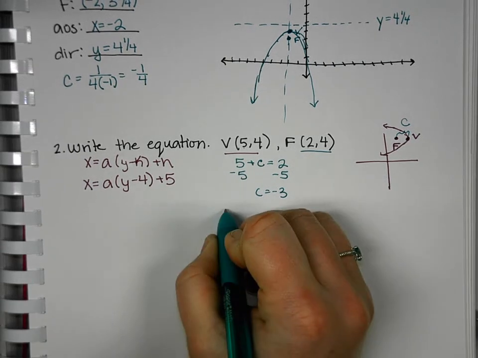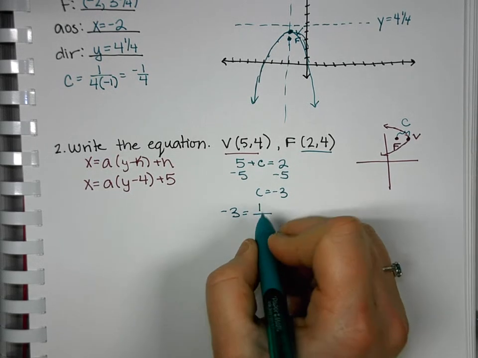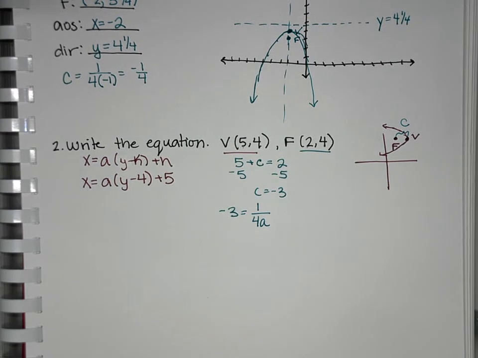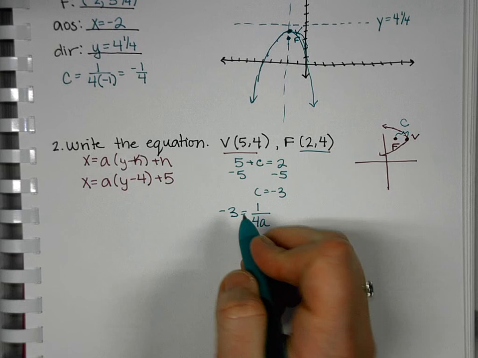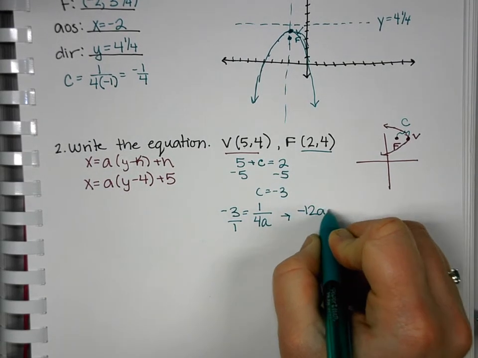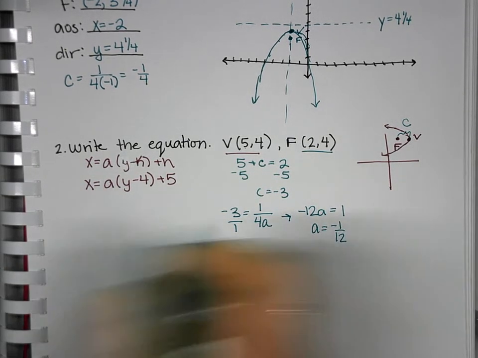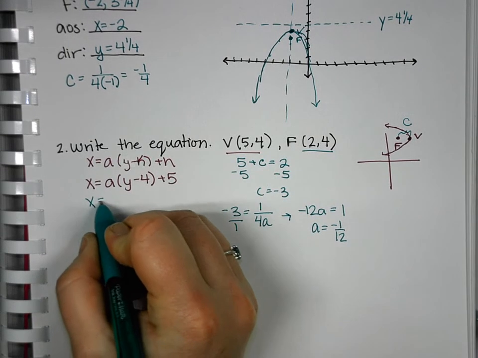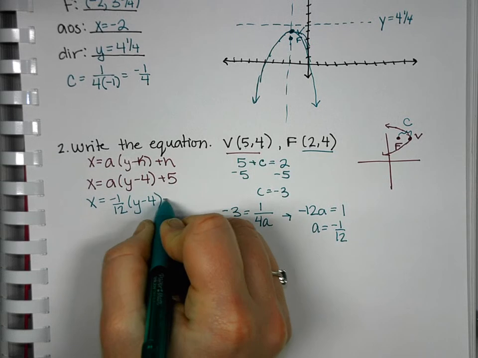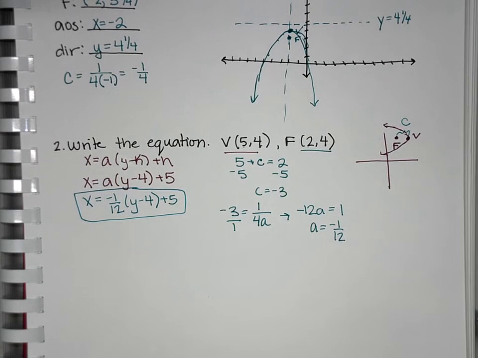We're going to use that. So I know negative 3, c has to equal 1 over 4a. That's our formula for c. So if I put this over 1 and cross multiply, I'll get negative 12a equals 1. So a is equal to negative 1 over 12. Now that I know what a is, I can write that into my equation, and we have our final answer.